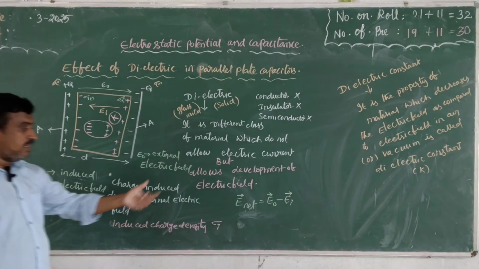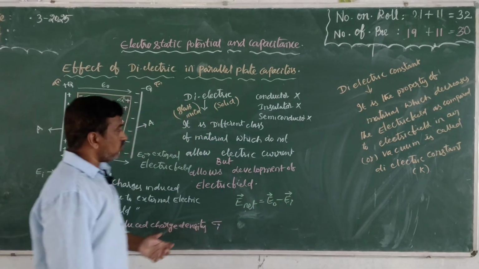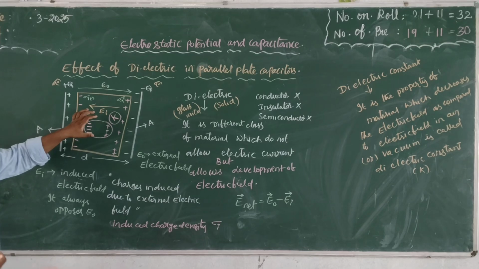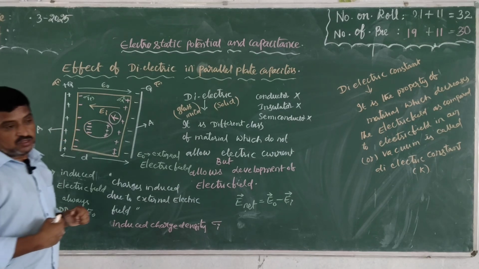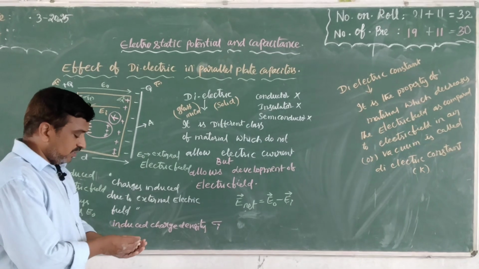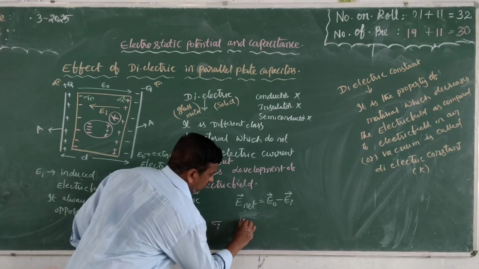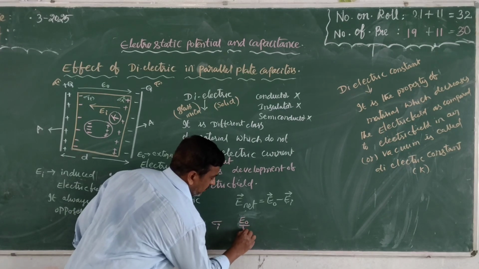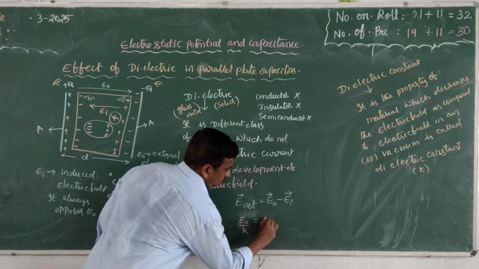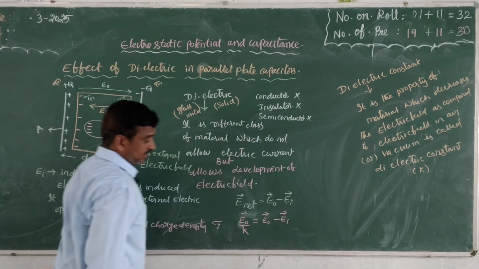What is the net electric field here? E naught minus EI. How many times the electric field decreases as compared to the electric field in air, that we write as the dielectric constant. So the net electric field is E naught by K, equal to E naught minus EI, where EI is the induced electric field.